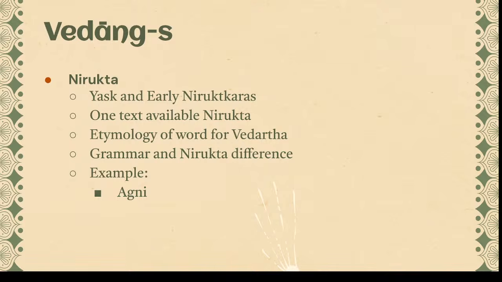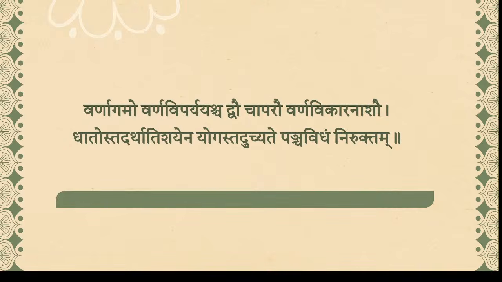Nirukta gives the etymology. Now there is a very famous slok which tells about the 5 working areas of Nirukta, how the Nirukta works and in which areas the Nirukta works. There are 5 limbs of it. So which are they? So this is the Varna Agam, Varna Viparyay. So first is the Varna Agam. It means there must be some addition of some letters.